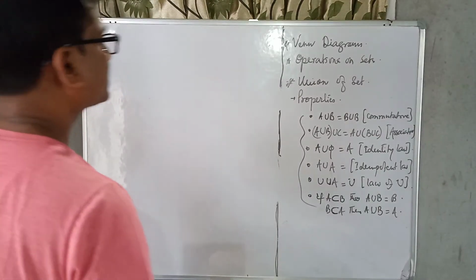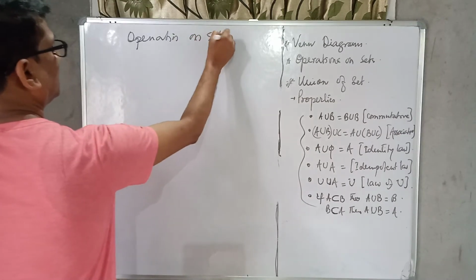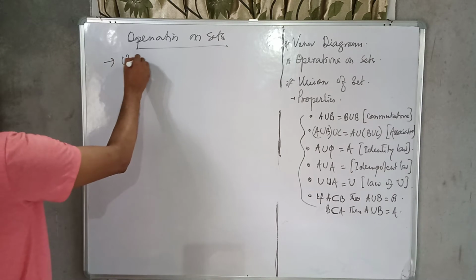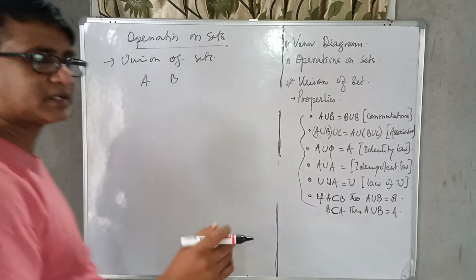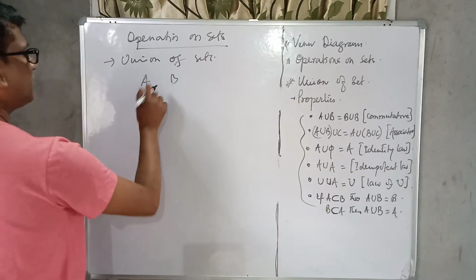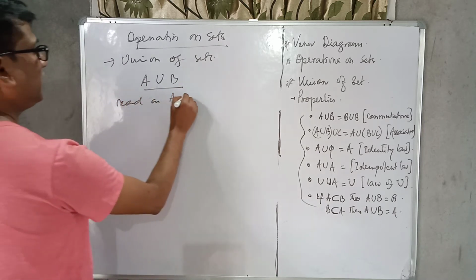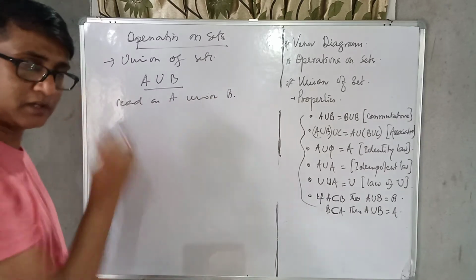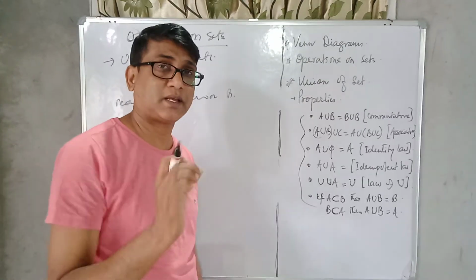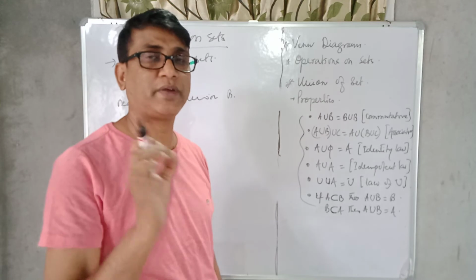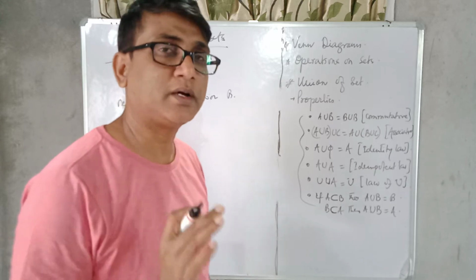Next we will discuss the operations on sets. In operations on sets, the first thing is the union of sets. What is the union of sets? Suppose we take two non-empty sets A and B. The union of two non-empty sets is denoted by A union B. A union B is nothing but a set consisting of all the elements of A and the elements of B, but the common elements you have to write only once.